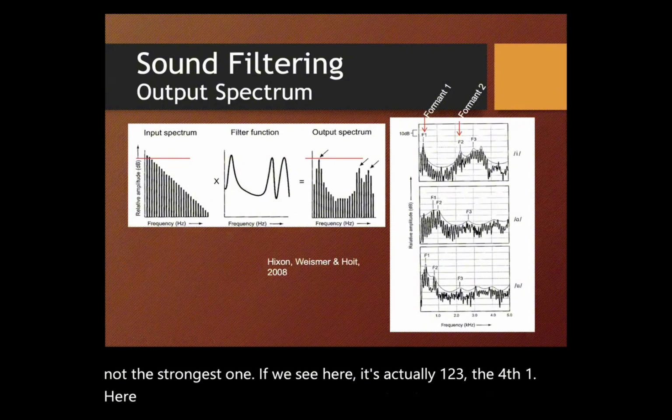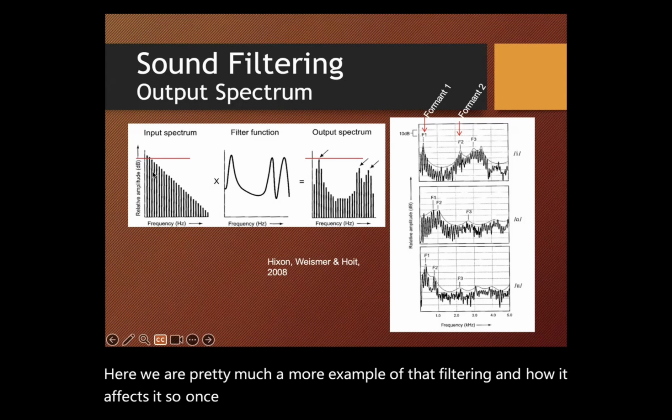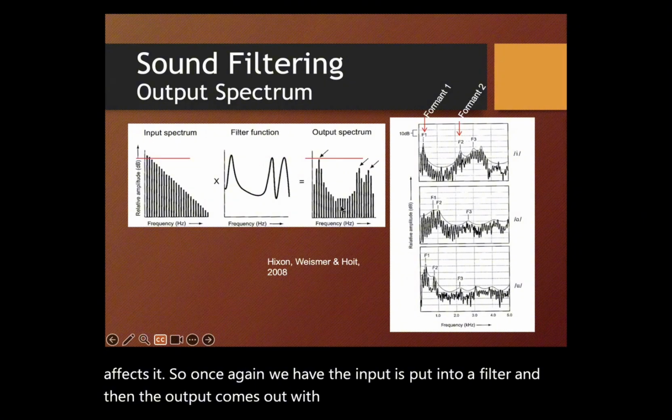Here we have another example of that filtering and how it affects the signal. Once again, the input is put into a filter and then the output comes out with a difference.